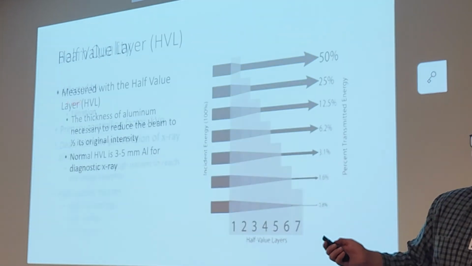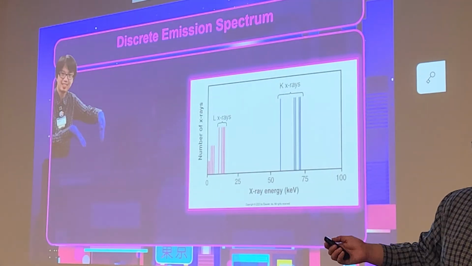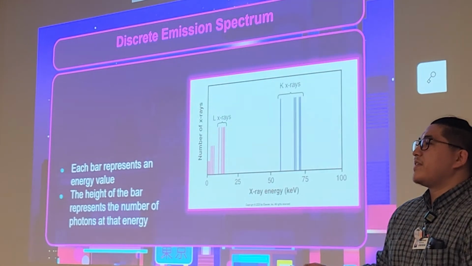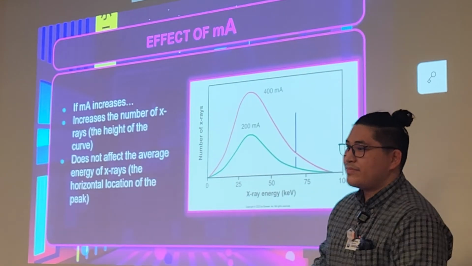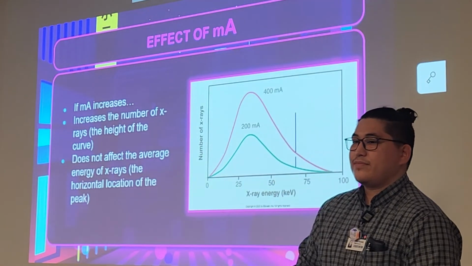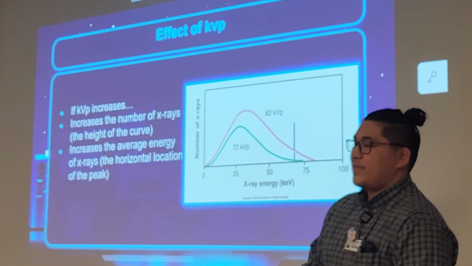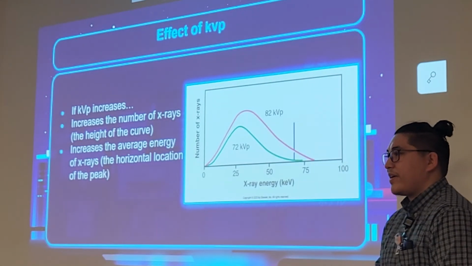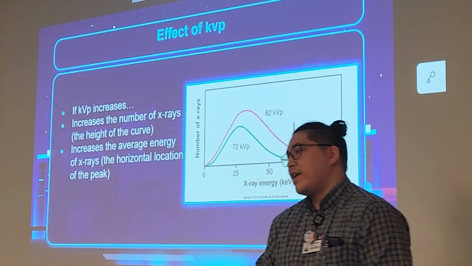Is it making sense why that's happening, this change in the emission spectrum? Basically, if you change the mAs, it's only going to change the number of photons. But if we change the kVp, it's going to change the energy and the amount of photons. Correct, so kVp will affect both the quantity and the quality.